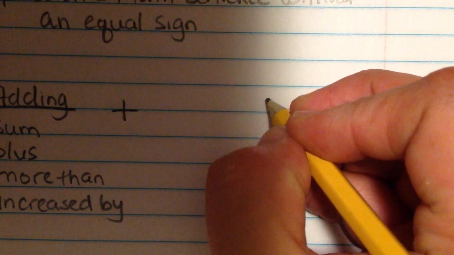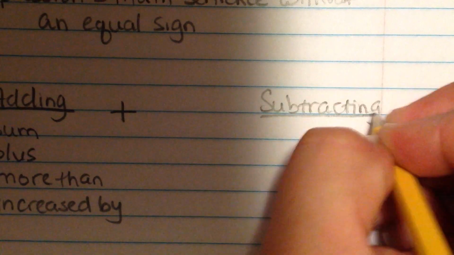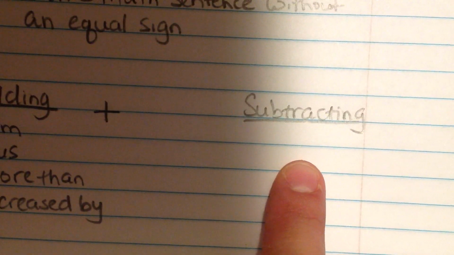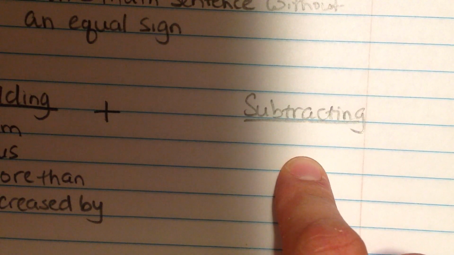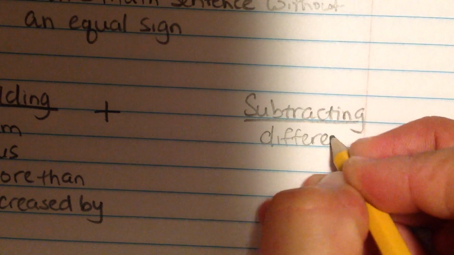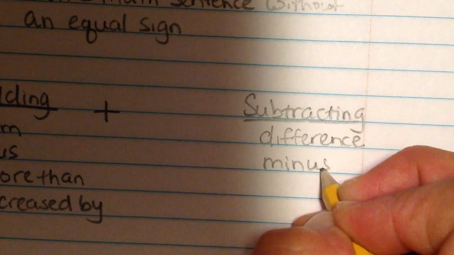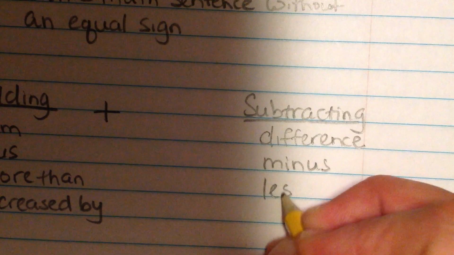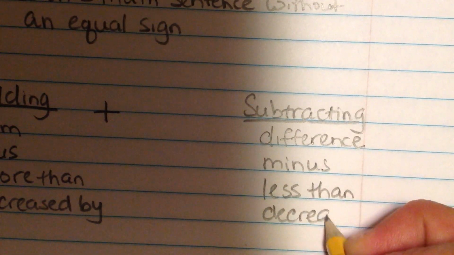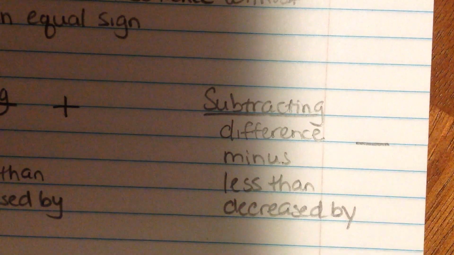Alright, clues that you'll be subtracting. Remember, order doesn't matter when you're adding. Order does matter when you're subtracting. So the clues that you'll be subtracting would be words like difference, minus, less than, or decreased by. Those are all clues that you will be subtracting.